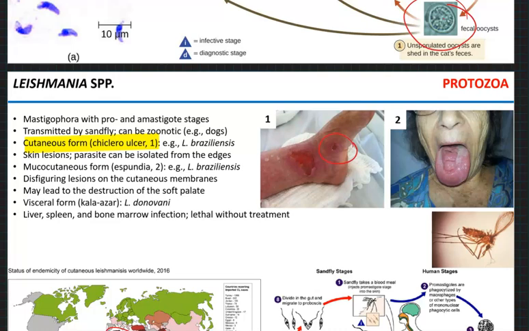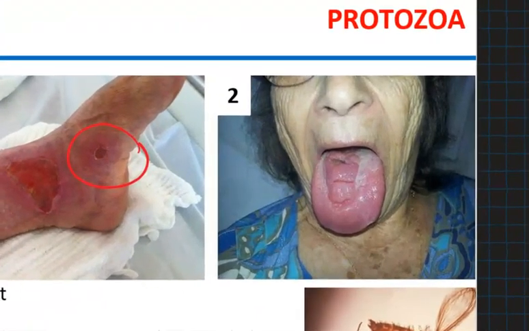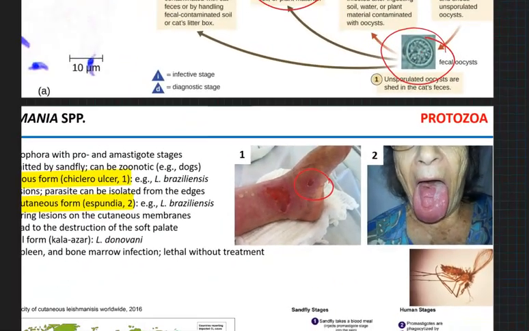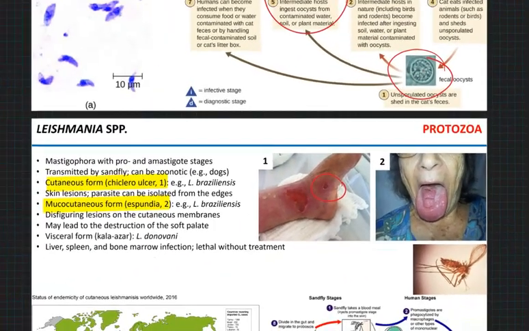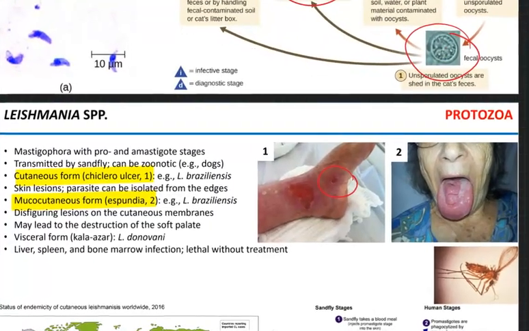The more severe form, known as Espundia, is mucocutaneous. You can see the ulcer is on the tongue of that woman. This is the most benign image that I could find. There's a famous image of a person who doesn't have lips and the soft palate and the tongue, because it will infect mucous membranes and just chew through. Okay?